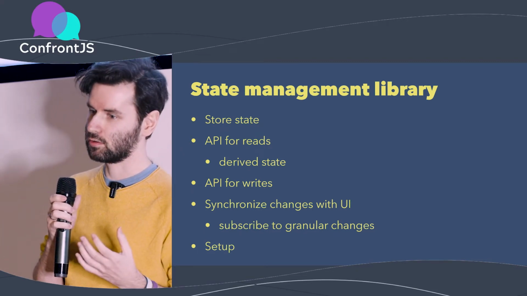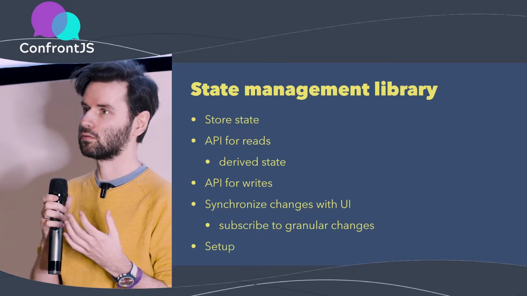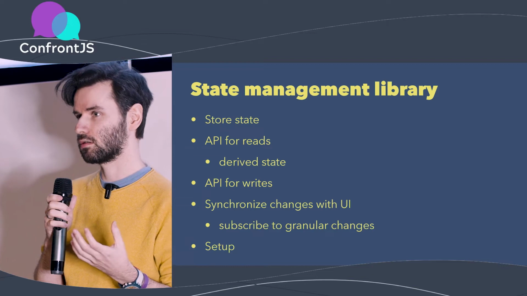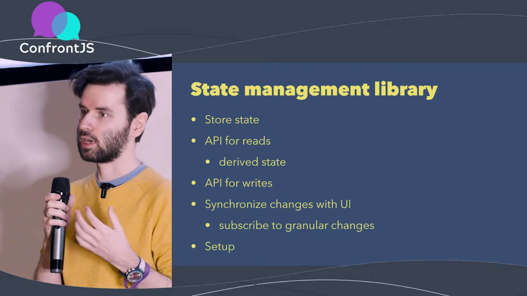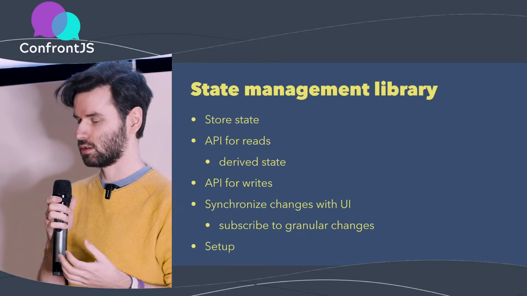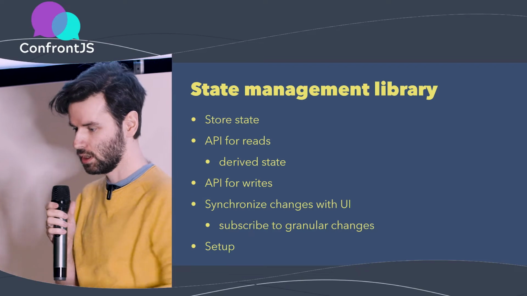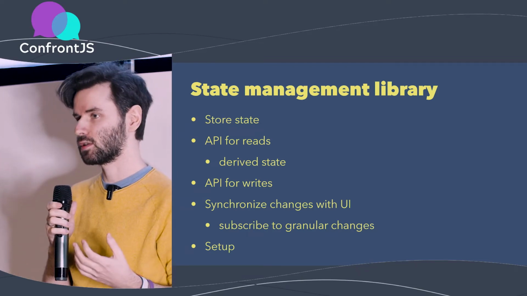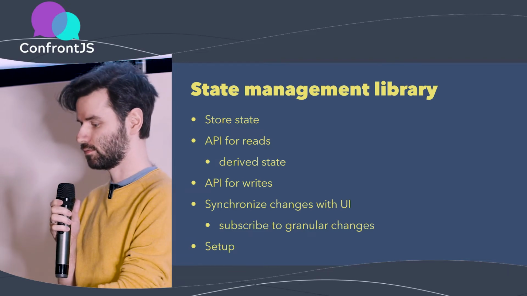So our library needs to be smarter. We need to be able to tell which components depend on which part of the state. So then we'll be re-rendered only when those parts change, not when anything changes. Finally, we need to set up our state in our application. We need some tools for this.